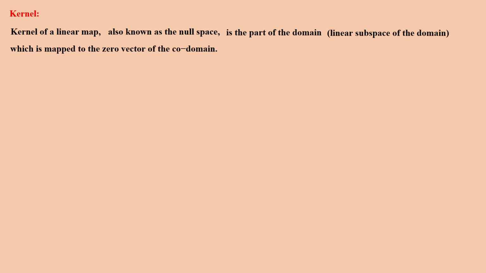Now kernel. The kernel of a linear map, also known as the null space, is a linear subspace of the domain, which is mapped to the zero vector of the codomain. So any point in the domain mapped to the zero vector of the codomain, those points in the domain are called the kernel set.